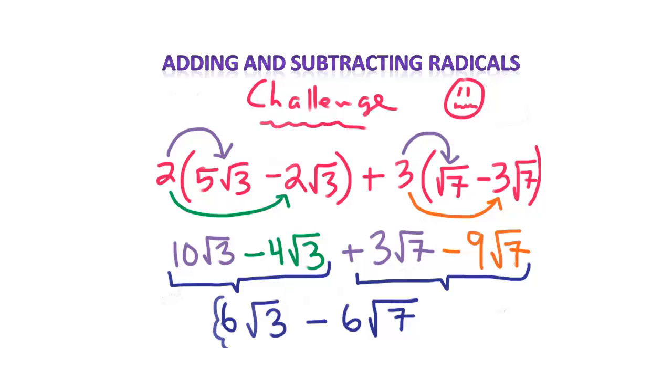And that's pretty much it, because I cannot combine the positive 6 radical 3 with the negative 6 radical 7, because one is a radical 3 and the other one's a radical 7, and those are two different radicals, so we leave them like that. And this is the final answer. So we're done.